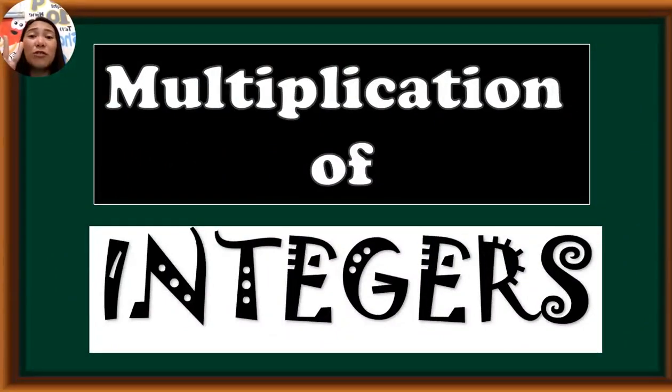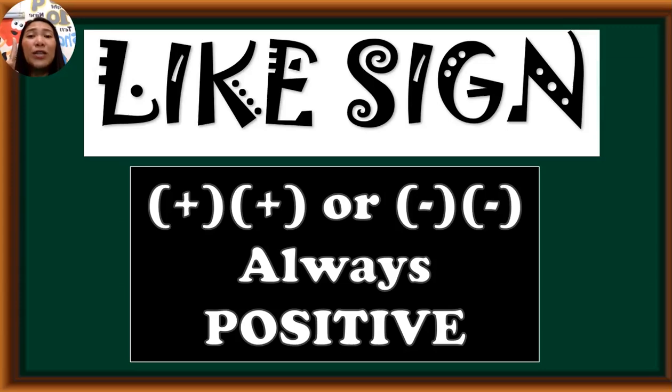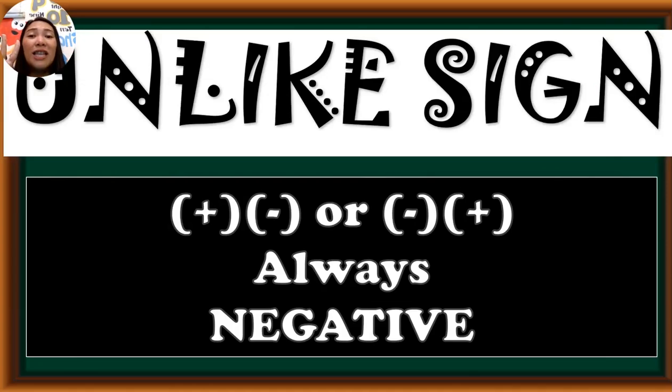How can we multiply integers? We only have two rules. The first rule is, if we have like sign, the answer is always positive. The second one is, if we have unlike sign, the answer is always negative.